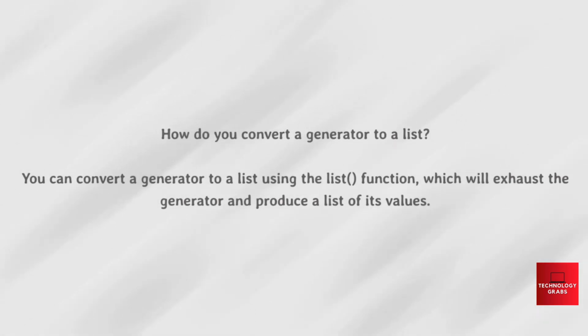How do you convert a generator to a list? You can convert a generator to a list using the list function, which will exhaust the generator and produce a list of its values.